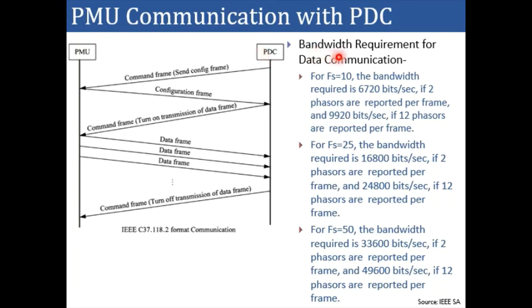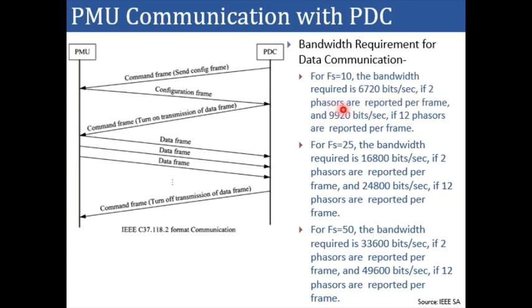Now let's talk about the bandwidth requirement for data communication. If the data reporting rate is 10 frames per second, the number of bits per second required is 6720 bits per second.